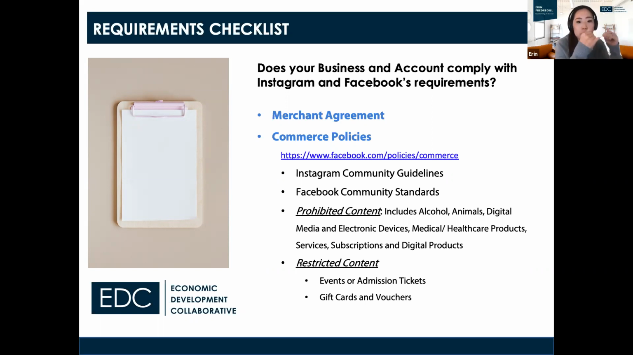So that's going to encompass the Instagram community guidelines, Facebook community standards, prohibited content, and restricted content. For the prohibited content, the types of content that I included in that list, it's not comprehensive, but I just included some that are maybe not as obvious. So that would be alcohol, animals, digital media, electronic devices, medical and healthcare products, services, subscriptions, and digital products. So you'll primarily be wanting to sell physical goods that are approved. So you'll want to reference that commerce policy. And then included in restricted content are events or admissions tickets and gift cards and vouchers.